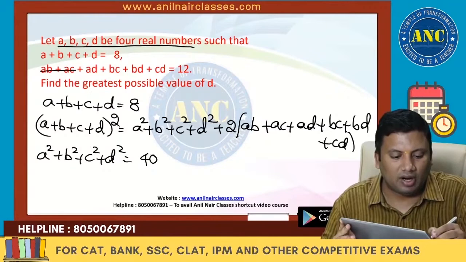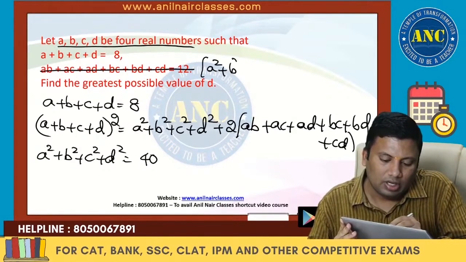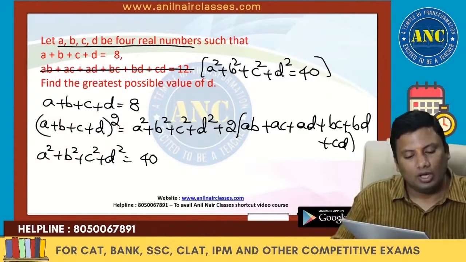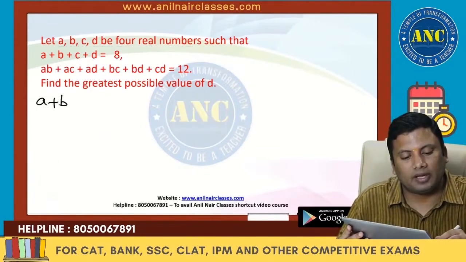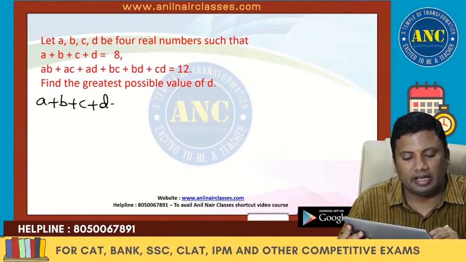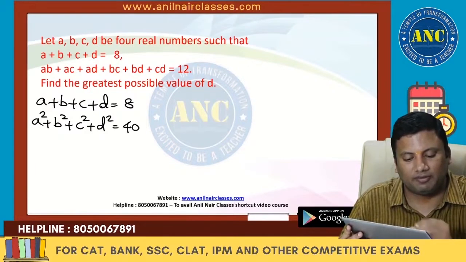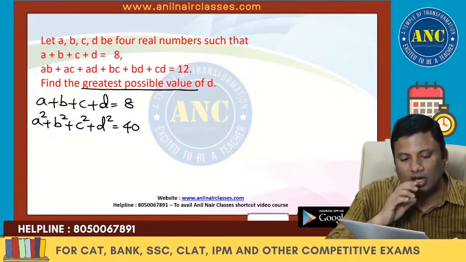That means I will not use this equation, I will use this equation right now: a square plus b square plus c square plus d square is 40. Now see here, a plus b plus c plus d is 8, and a square plus b square plus c square plus d square is 40. What is he asking? The greatest possible value of d.